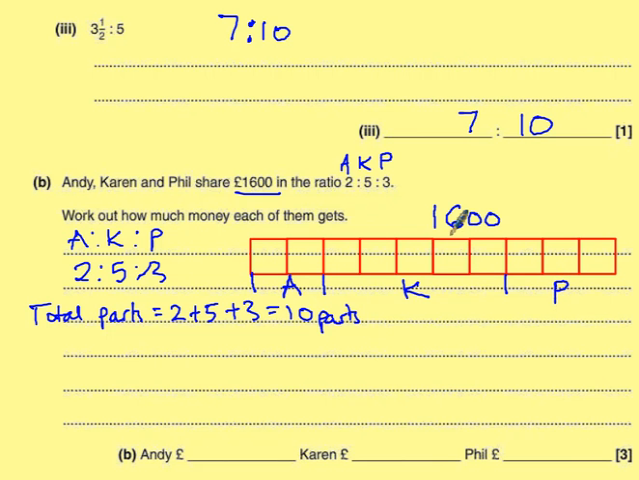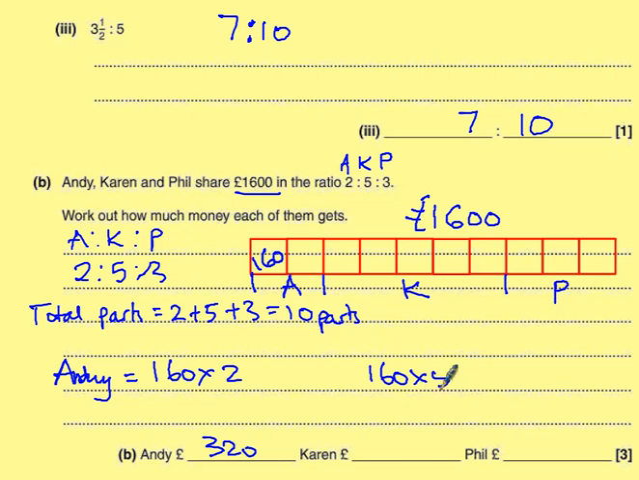Now, £1,600 divided by 10 is that every 1 square is worth 160. So Andy gets 160 times 2, which is 320. Karen, she gets 160 times 5, which is 800. She gets half of the money. 5 out of 10 is Karen's, that's half the money.